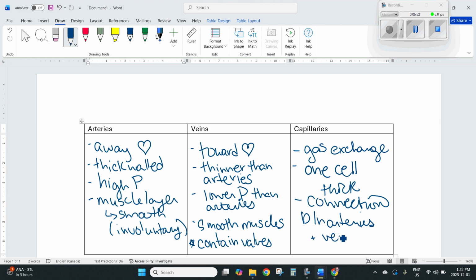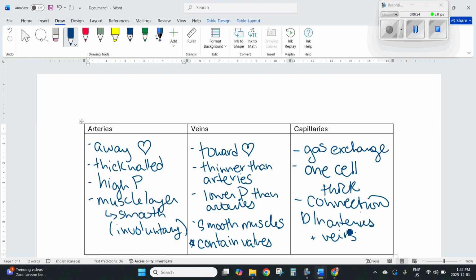I am really sorry that the writing is super messy, but it is the best I can do under the circumstances. Okay, so that is the difference between your arteries, veins, and capillaries. You would have learned a little more detail in the lesson yesterday as you did your research, but that's a quick summary of the differences between them. Now, we do know that arteries are connected to capillaries through your smaller arteries called arterioles.